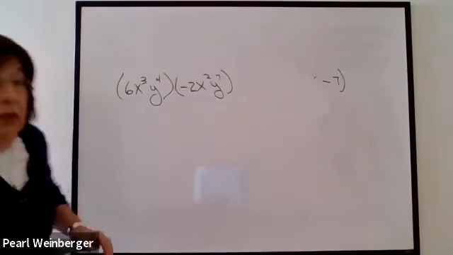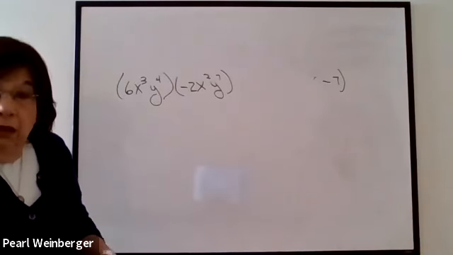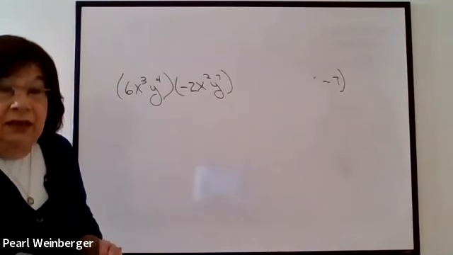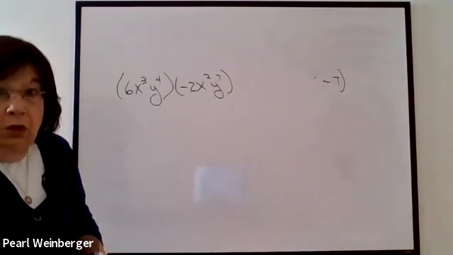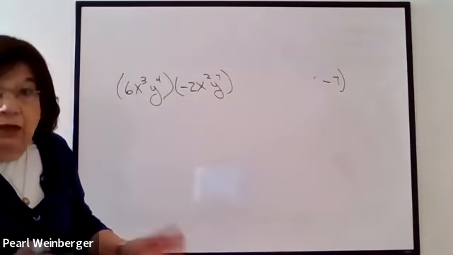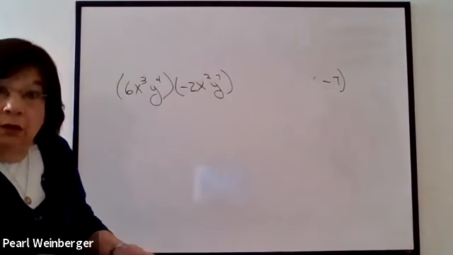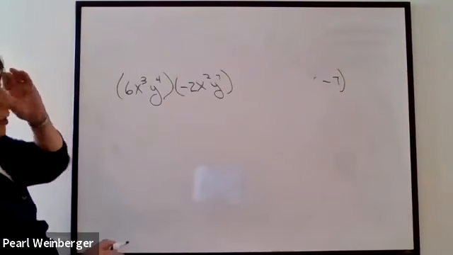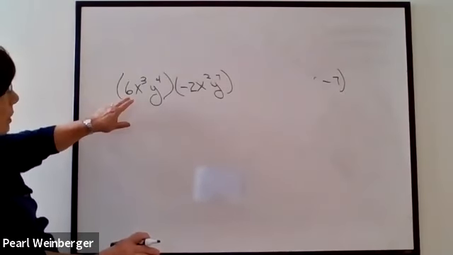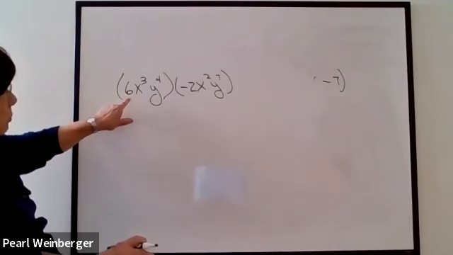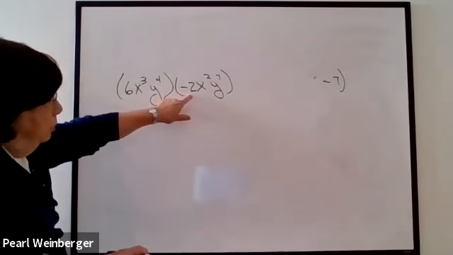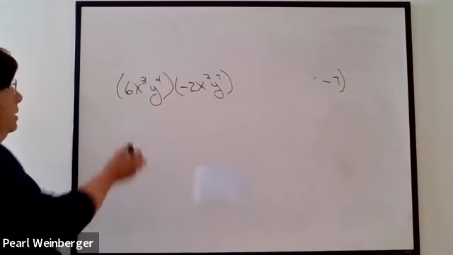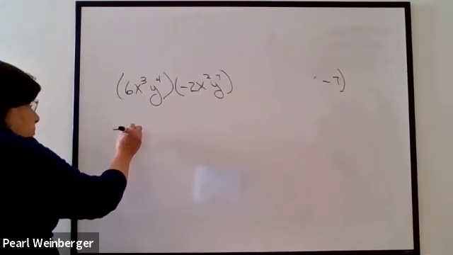Now, unlike addition and subtraction, you do not need like terms. You can multiply any two monomials or polynomials together. How do we do that? Let's start with the monomials. We start by multiplying first the coefficients, the numbers. The 6 times the negative 2 is negative 12.